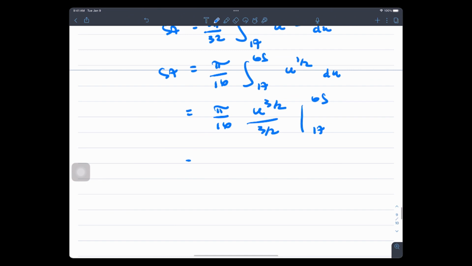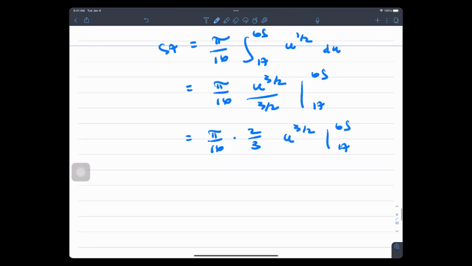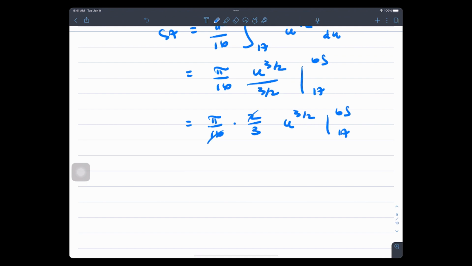So what do you get now here? Pi over 16 times what? 2/3. U to the 3/2, u is 17 to 65. This is going to be 8, so it's going to be pi over 24, u to the 3/2, 17 to 65.